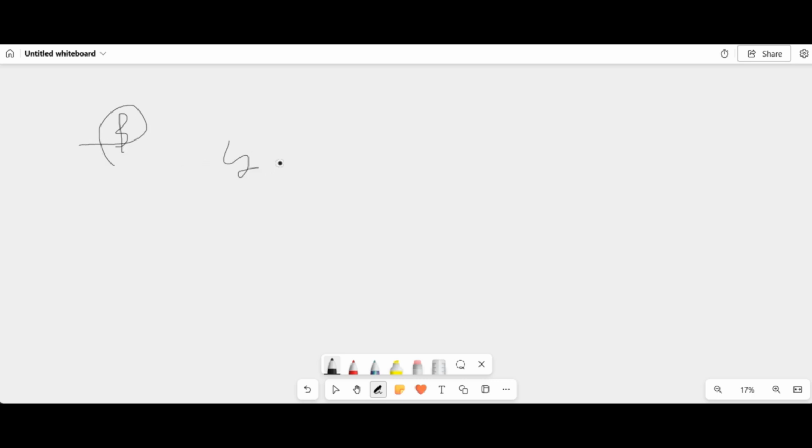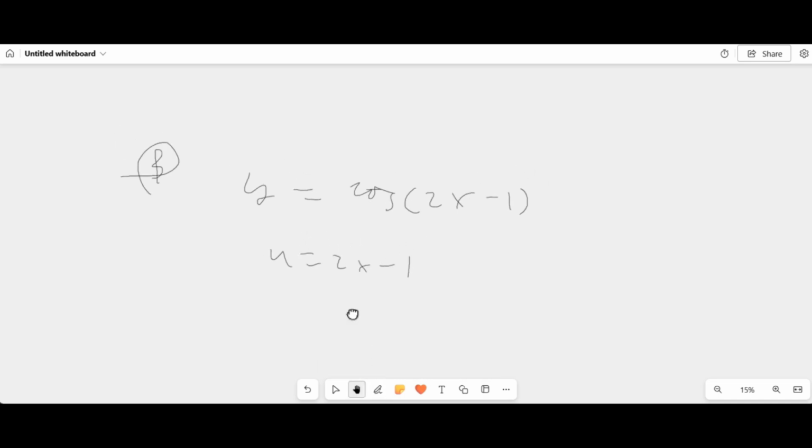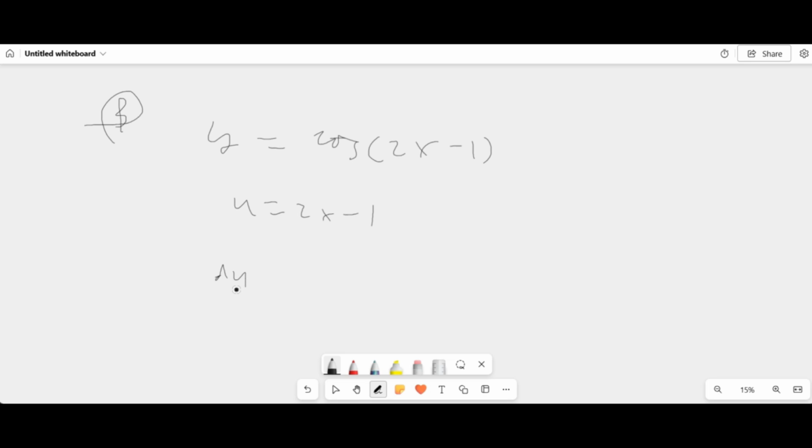B is saying y is equal to cos of 2x minus 1. So that's a function right there, and it's inside of the cos function. So u is going to be equal to 2x minus 1, the inside function. And then du over dx is going to be, differentiate that, so that's just 2. And then y is equal to, just substitute this for u, so cos u.